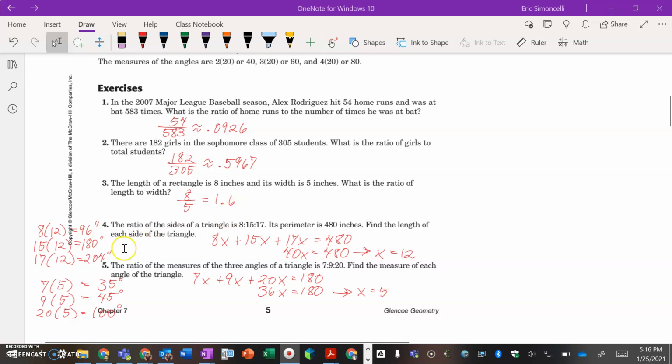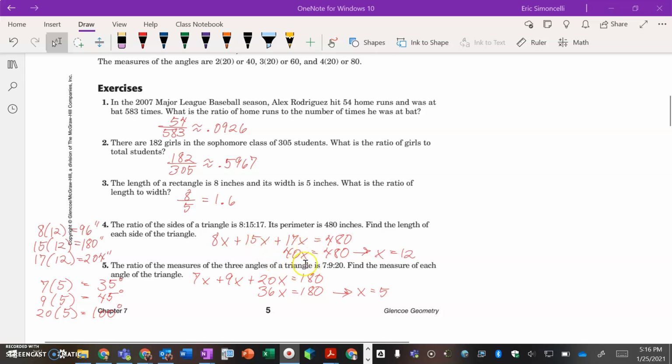Number 4, the ratio of the sides of a triangle is 8 to 15 to 17. Remember, this is sides, not angles, as we saw in the example above. Because they gave us the perimeter as 480 inches, we can find the length of each side. Without necessarily drawing a picture, think of 8x as one side, 15x as the other, while 17x is the third. If you add these three lengths, as an expression, you're adding them to set equal to 480. Because you know the ratio of sides, you can add them up with x.